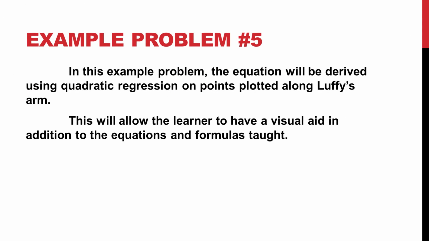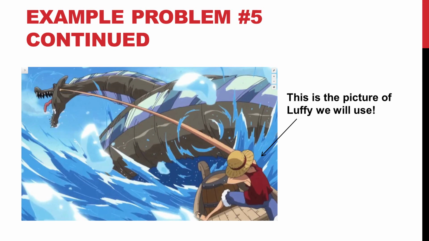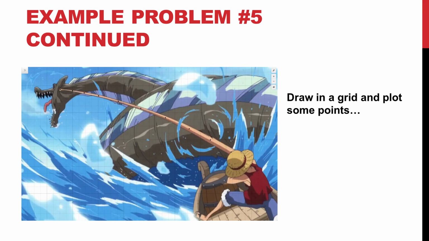Example problem number 5. In this example problem, the equation will be derived using quadratic regression on points plotted along Luffy's arm, with Luffy being the character in the following picture. This will allow the learner to have a visual aid in addition to the equations and formulas taught. The aforementioned character named Luffy can now be seen in the picture shown. The first step of the regression is drawing a grid and then plotting points along the curve, which is his arm.